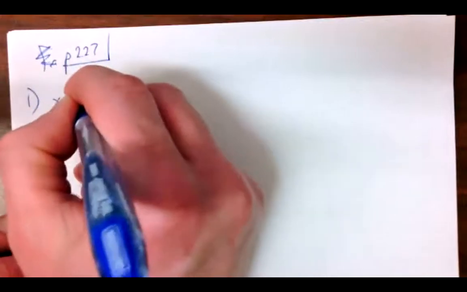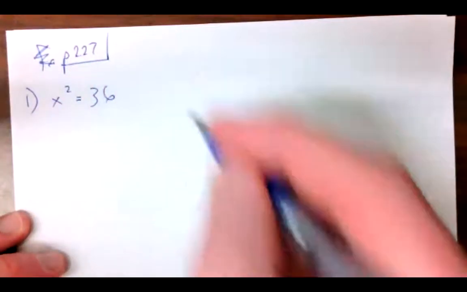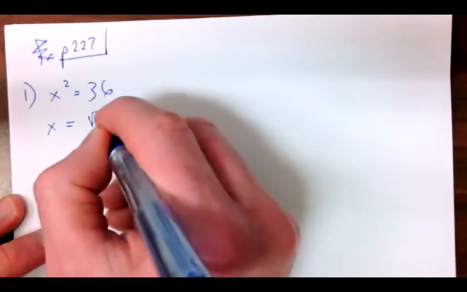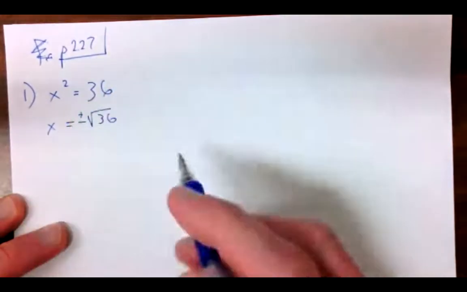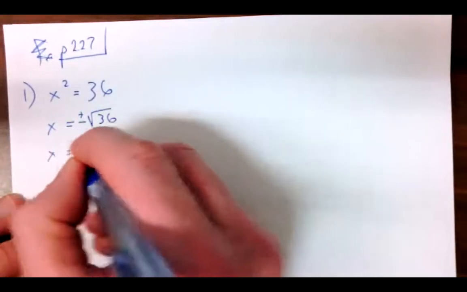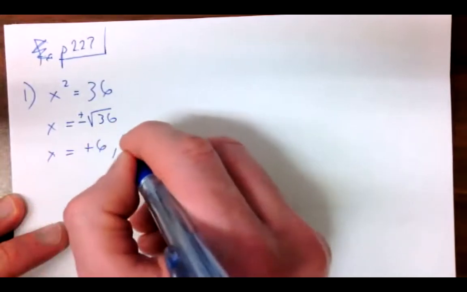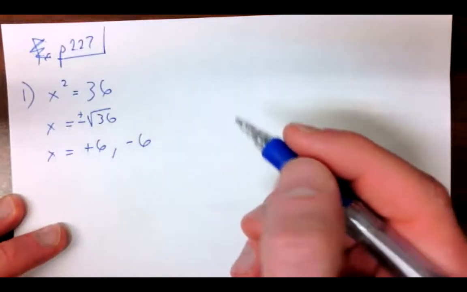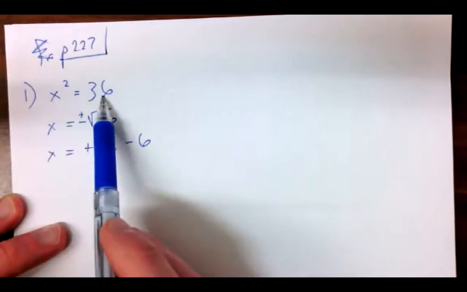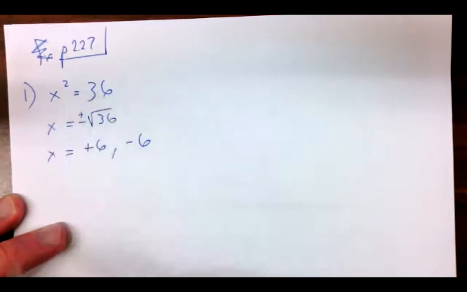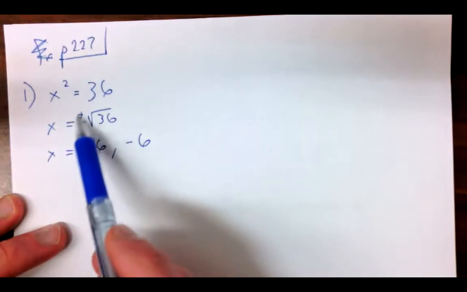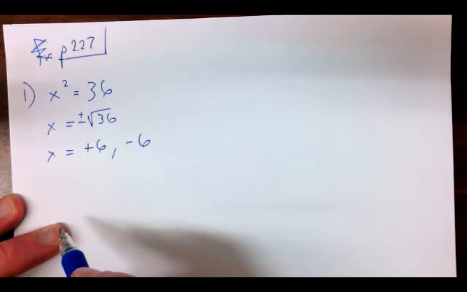This is a square root property. So if I say x squared equals 36, I want to solve for x. I take the root of both sides. X equals the root of 36 plus or minus. Remember that plus or minus. X equals positive 6 or negative 6, because positive 6 squared is 36, and negative 6 squared is 36. As long as you remember positive or negative when you root, then you're good.